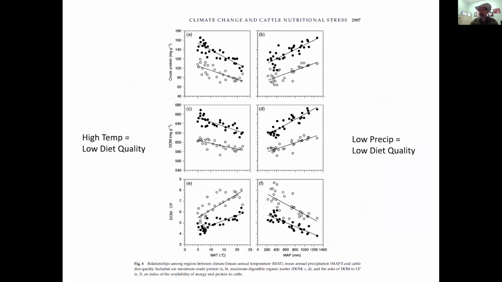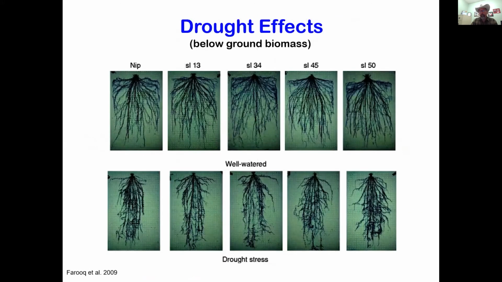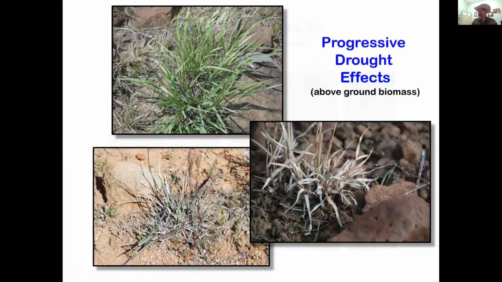Lower diet quality is going to lead to less body condition, less performance in those animals, and possibly the need for more feed to get those animals up to an acceptable level of performance. Now, we've all seen pictures like this relative to drought. Drought-stressed plants are going to have less mass, less vigorous root systems, so they're going to be less healthy, less productive plants. And we can see that above ground as well.